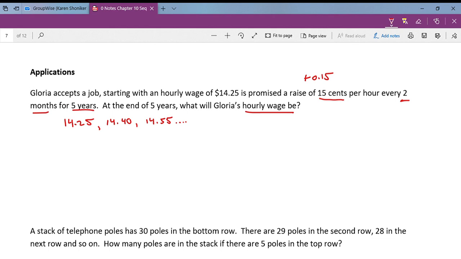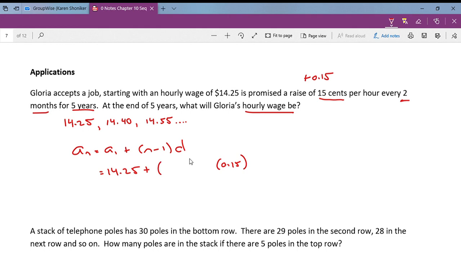And the question is am I finding the sum or am I finding a certain term? Well, it says at the end of 5 years, what will her hourly wage be? It's not how much will she have earned, it's what will her hourly wage be. So we're going to be finding a term in an arithmetic sequence. So we're going to be using this formula. Question is, what are we finding? So it says that she is starting with a wage of $14.25. And to that, we are adding a common difference of 15 cents.